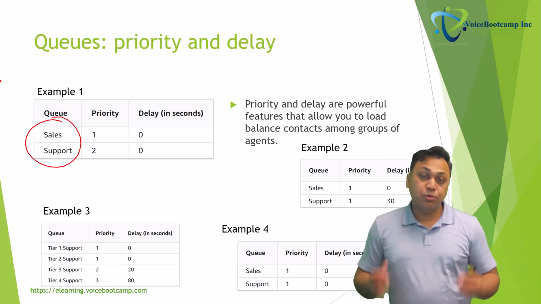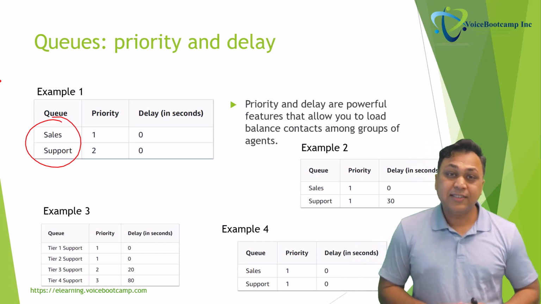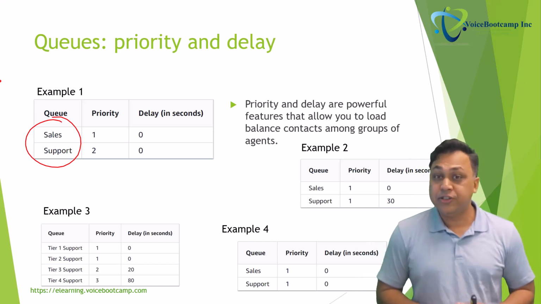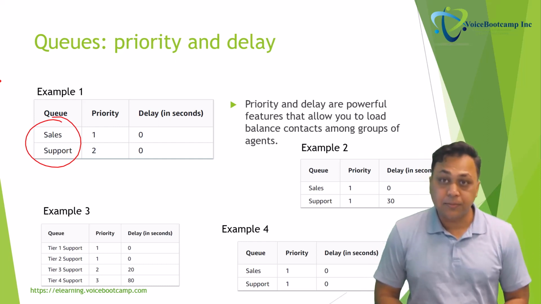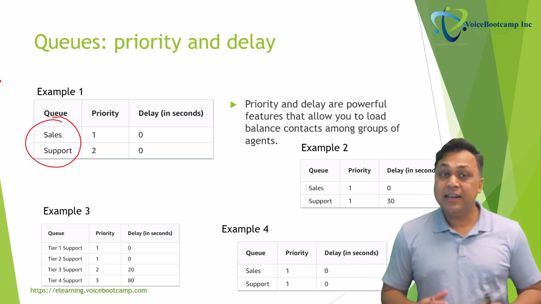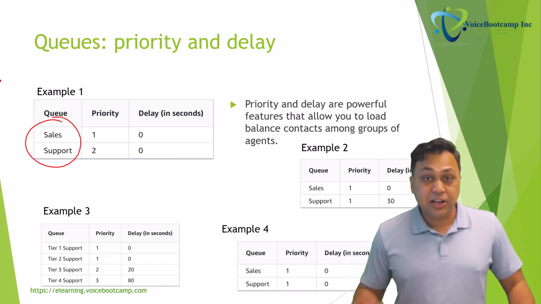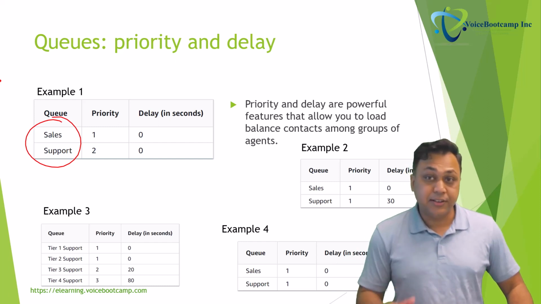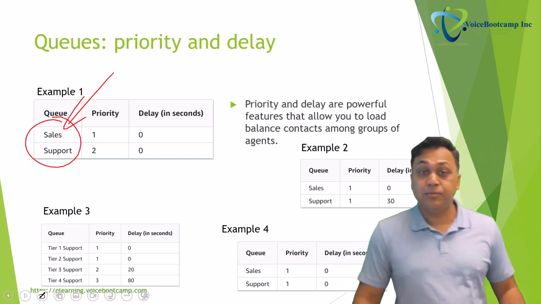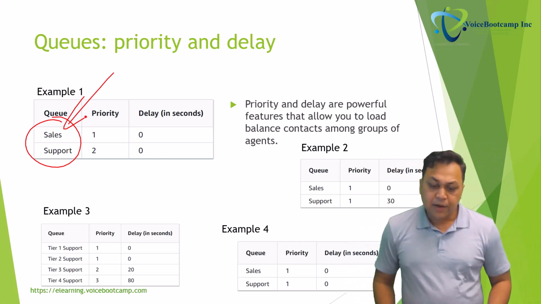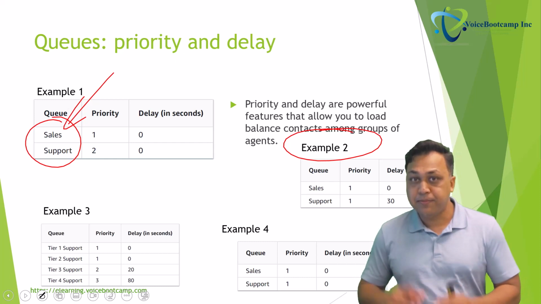So priority and delay are the most powerful features that allow you to load balance the contacts among your group of agents. In this example, one group of agents is assigned to a sales routing profile. Since their primary job is sales, the sales queue will have a priority of 1 with a delay of 0. But if they can help the support team too, because some salespeople may be able to help support as well, then their queue priority for support will be 2 and the delay is 0. If there is no contact sitting in the sales queue, only then the call will come to me from the support queue.